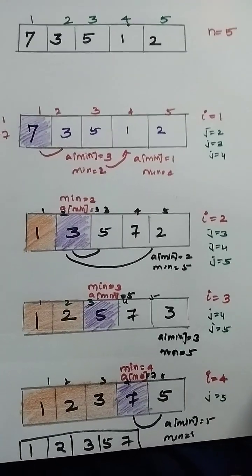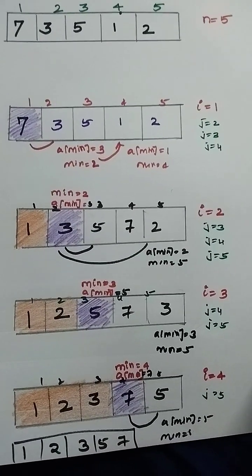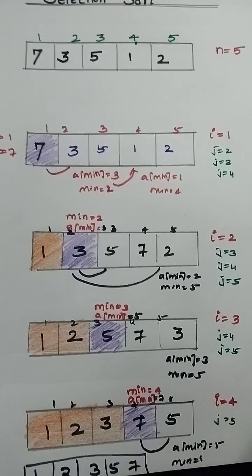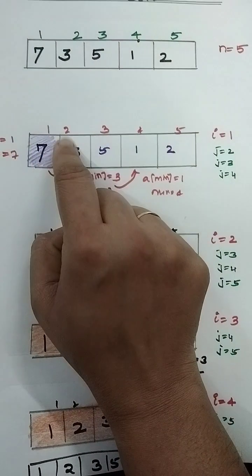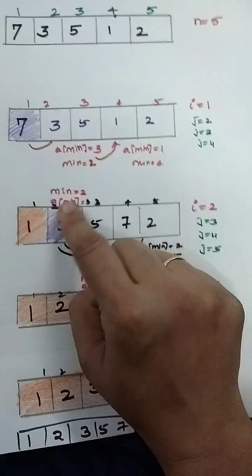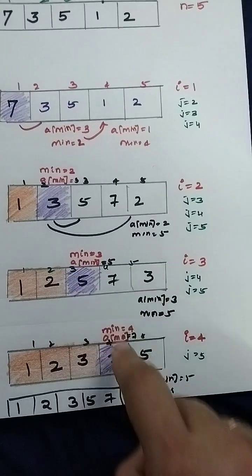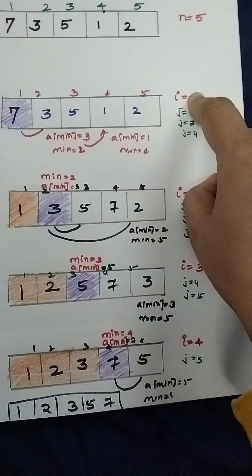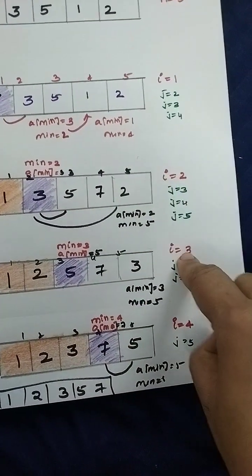Now we'll see how to write the algorithm for this particular selection sort. See here, now we are starting with the first element. You are taking the first element as a minimum, second element as a minimum, third element as a minimum, fourth element as a minimum. That is, i starts from 1, 2, 3, 4.